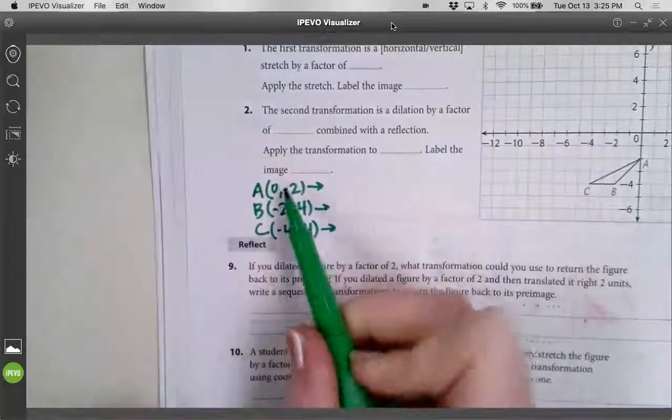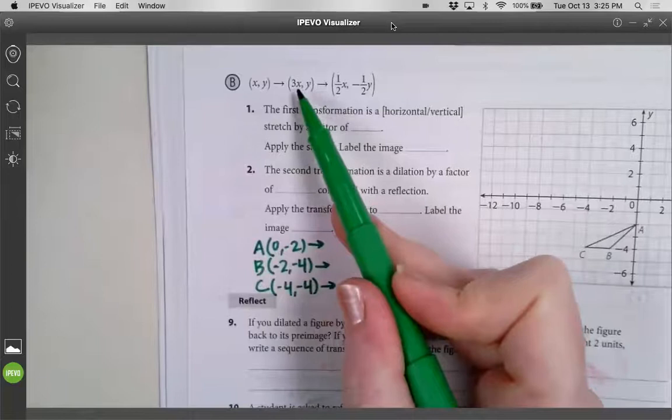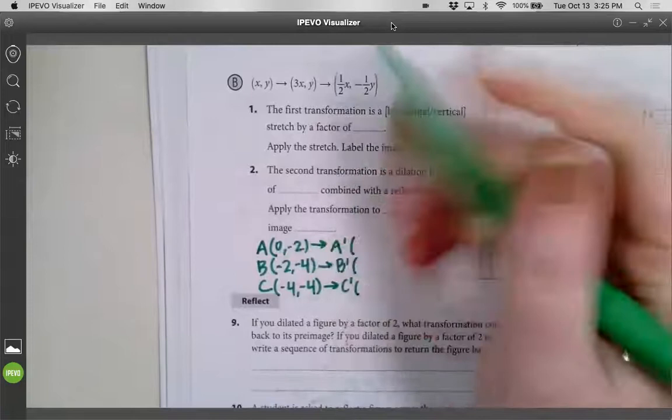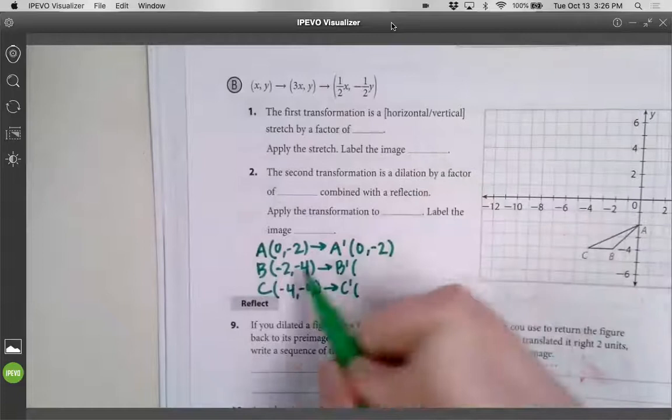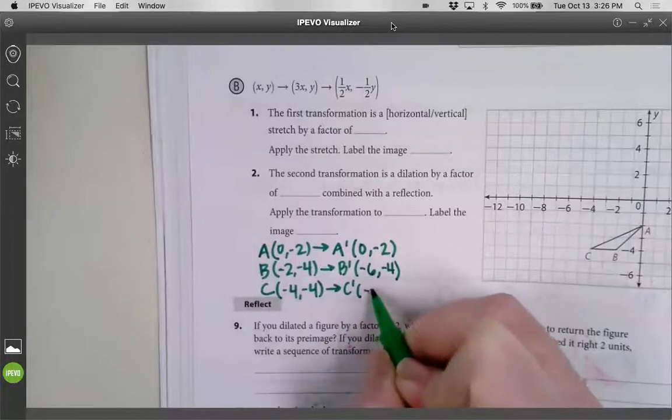X comma Y turns into 3X comma Y. So all of my X numbers get multiplied by 3. So let's do that. A prime, B prime, and C prime will be the results. 3 times 0 is 0. The Y value stays the same. 3 times negative 2 is negative 6. The Y value stays the same. Negative 4 times 3 is negative 12. The Y value stays the same.